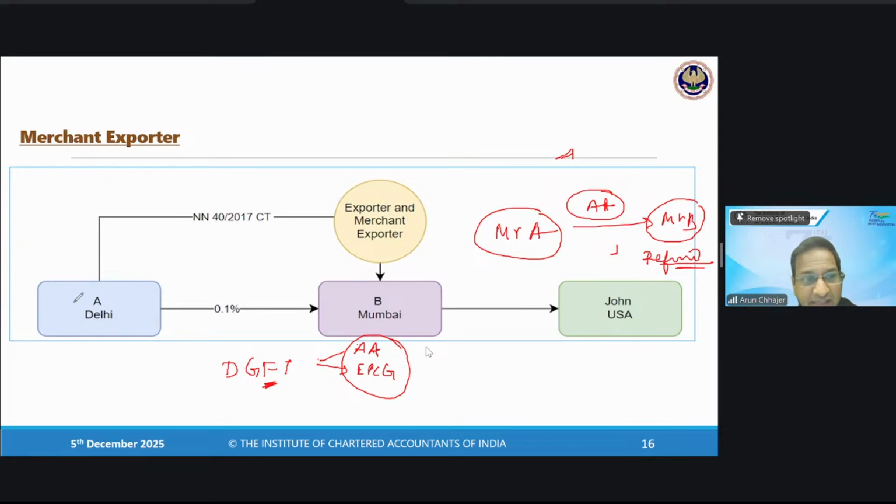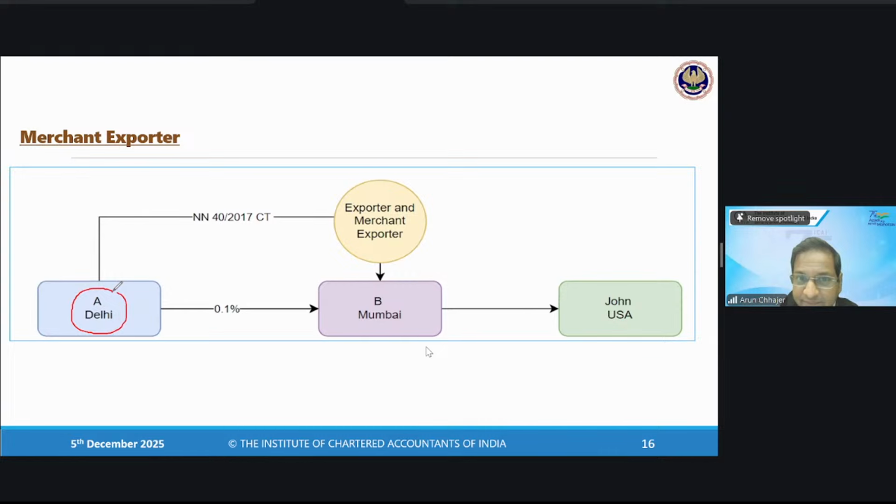Now A of Delhi has given the supply to B of Mumbai, and Mr. B has given the supply to Mr. John of USA. Now, which transaction is export? A to B or B to John? Which transaction is export?